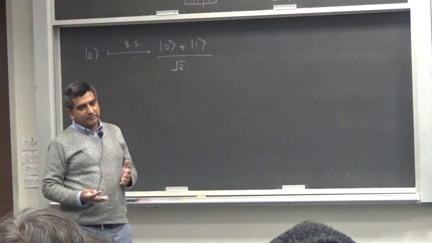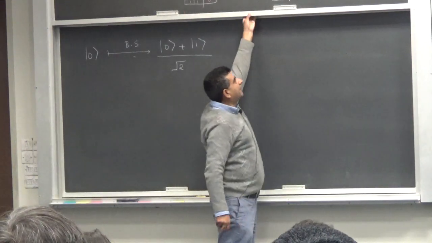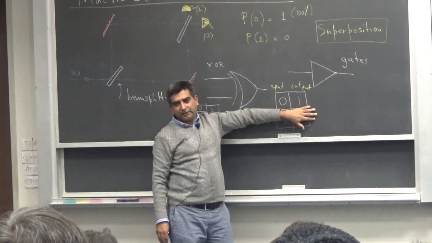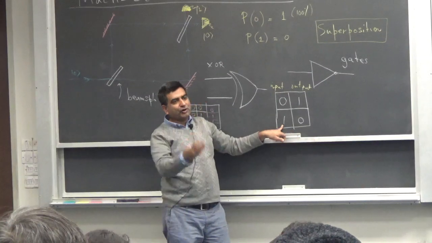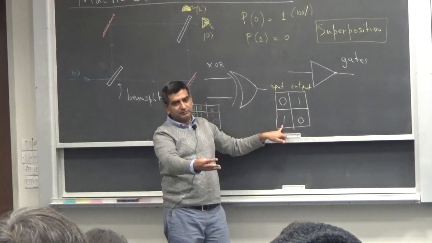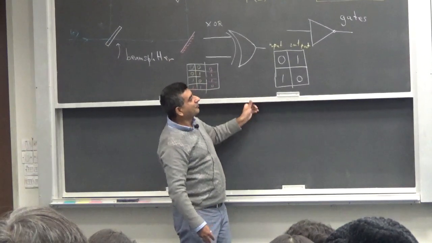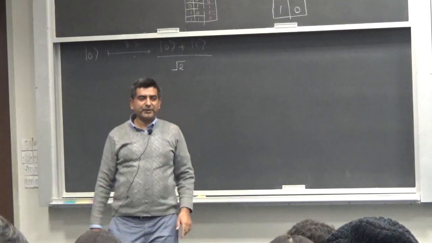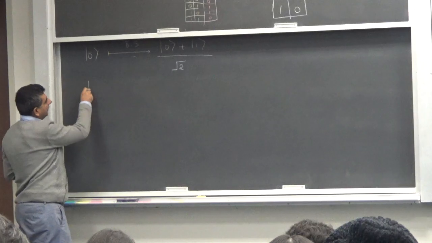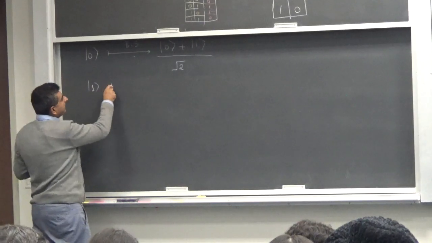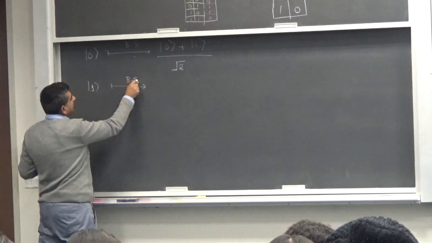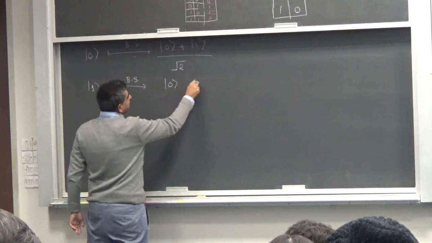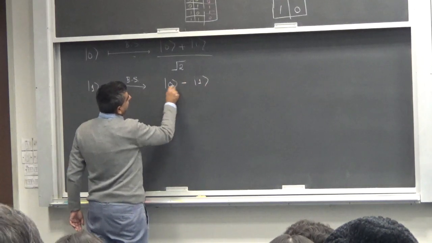Now, in order to describe a gate or a transformation, you have to see what it does to all possible inputs. So if you want to describe a NOT gate, just specifying one row would not be enough. You would have to specify what it does to the orthogonal input, to the other kind of input. So we need to describe what this beam splitter does to the orthogonal input, which is ket 1. So here we are making a definition of what the beam splitter does. What it does to the orthogonal state is that it creates a similar looking superposition but with a minus sign here.